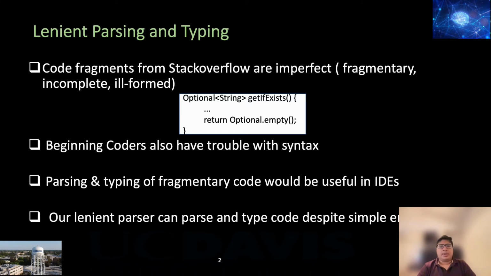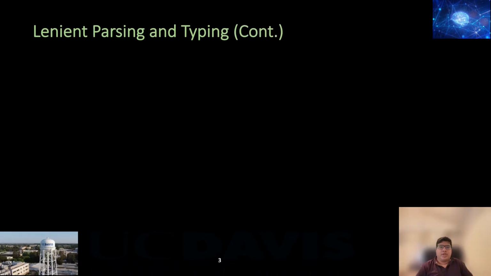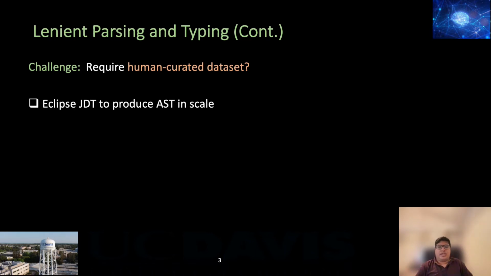So in this paper, we propose a transformer-based approach that can parse and type the code despite having simple syntactical error. One of the major challenges or requirements of machine learning models is human curated datasets. It is always difficult to produce data at scale where some form of human involvement is required. In this paper, we propose an approach that doesn't need any human involvement. We use Eclipse JDT to produce ASTs at scale.